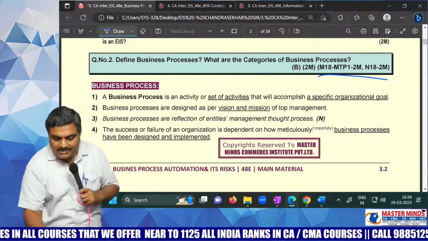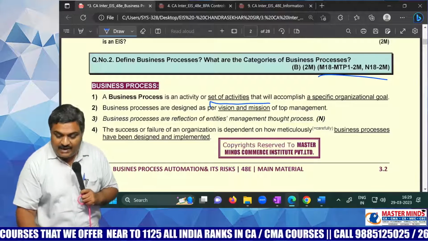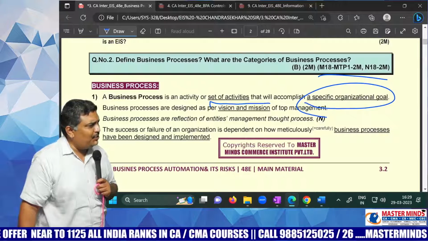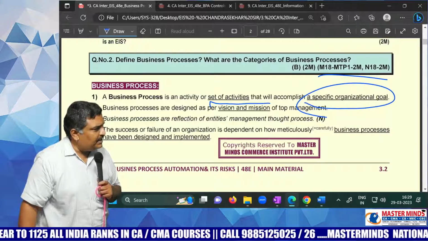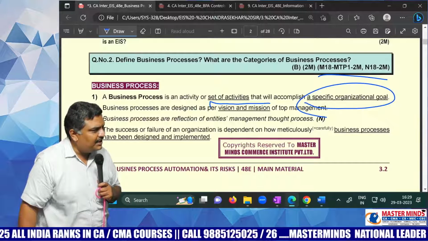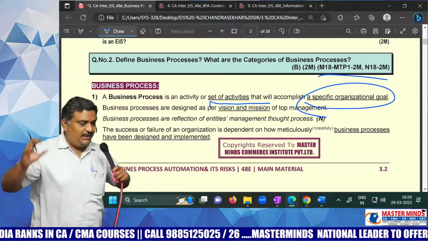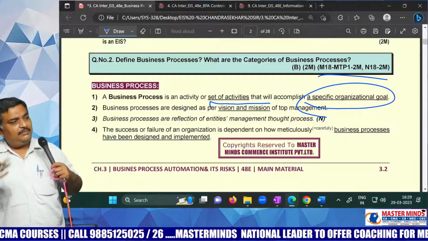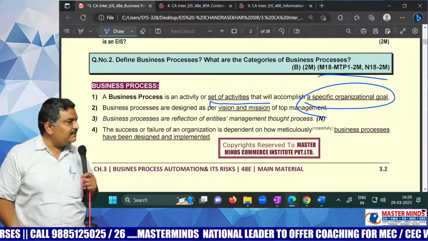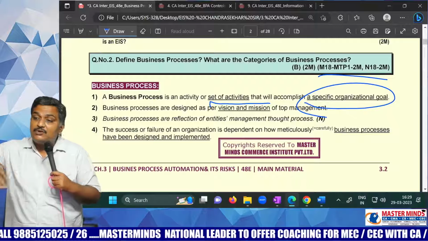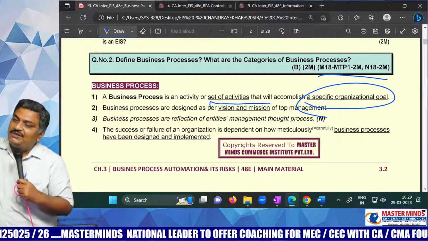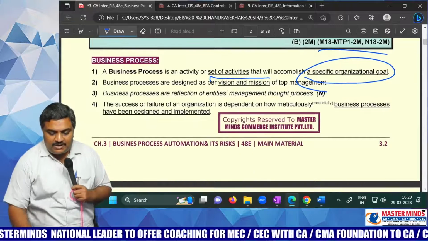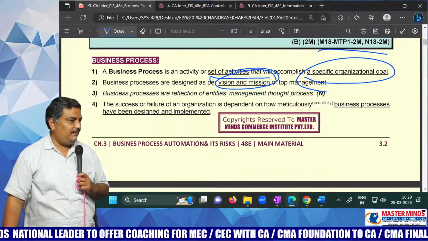So business process is an activity or set of activities that will accomplish a specific organizational goal. What is the organizational goal of an educational institute? To offer better services to the student and make him qualify in the examination. For that, I will do a lot of things. I will give you material, I will give you study hours, I will conduct examinations, I will check your answers. All these are business processes of the college. Business processes of the bank are different, business processes of the hospital are different, and everyone will do business processes as per their vision and mission.